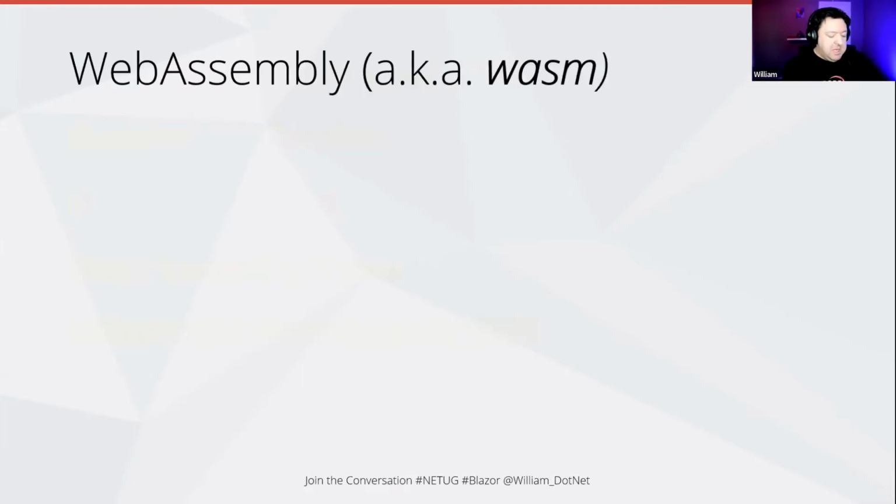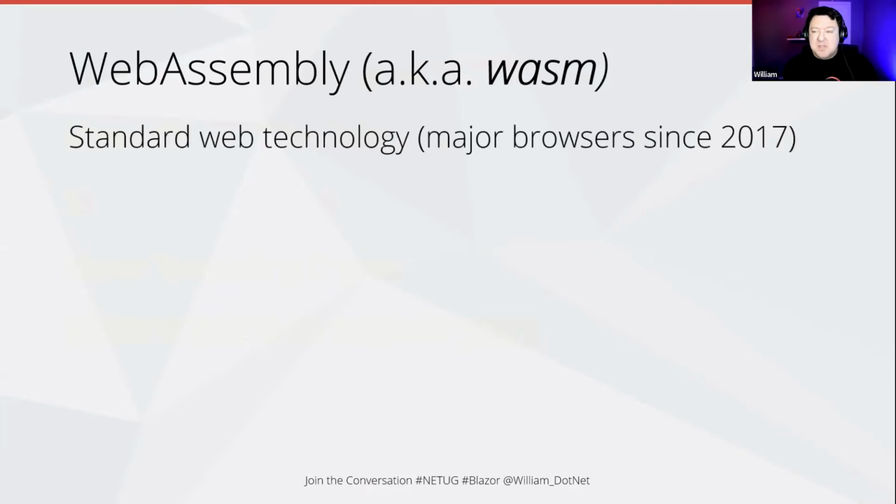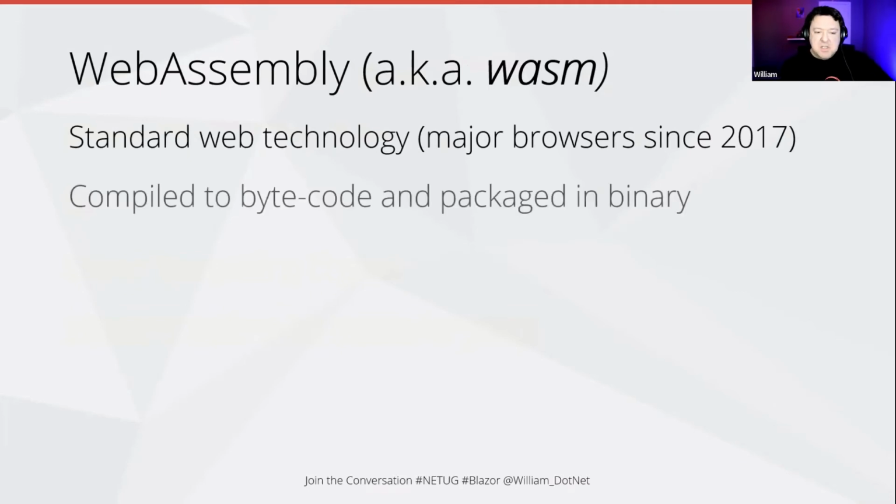So WebAssembly has been a standard web technology for a few years now. It's available in all the major browsers. The difference is that it takes our code and compiles it down to bytecode, and when we ship it, it's just in a binary format. Compared to, say, a JavaScript library, even though we minify it, it's still text, so it just cannot be compacted as much as real compiled code.